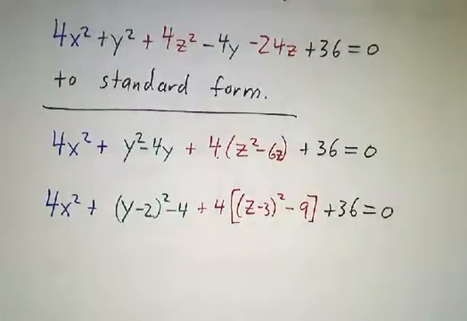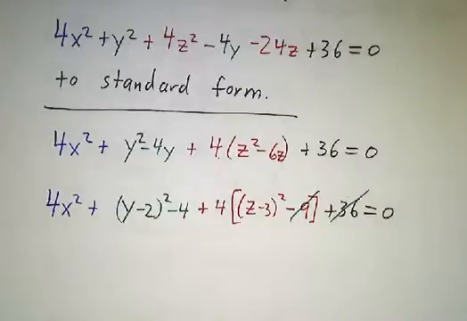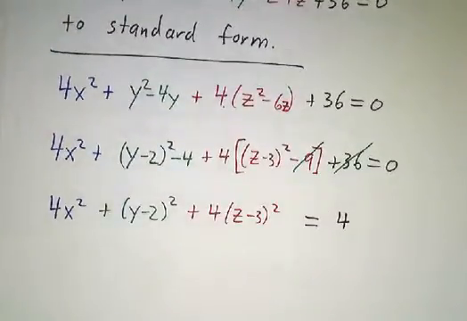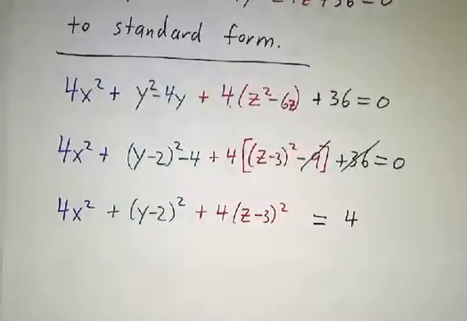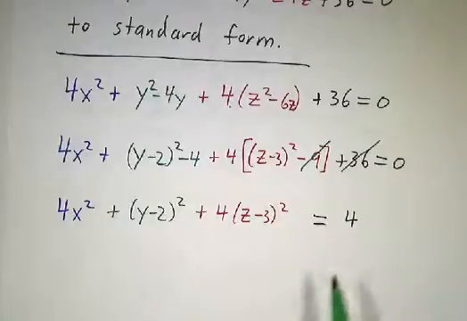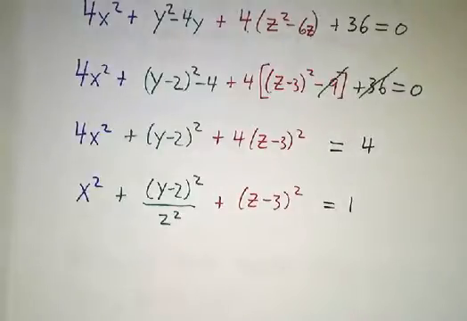And now we notice that 4 times 9 is 36. So that cancels this 36. And we're left with x squared plus y minus 2 squared plus 4 times z minus 3 squared. And I put this 4 over on the other side, equals 4. And we can divide through by 4. And now we've got this in standard form.